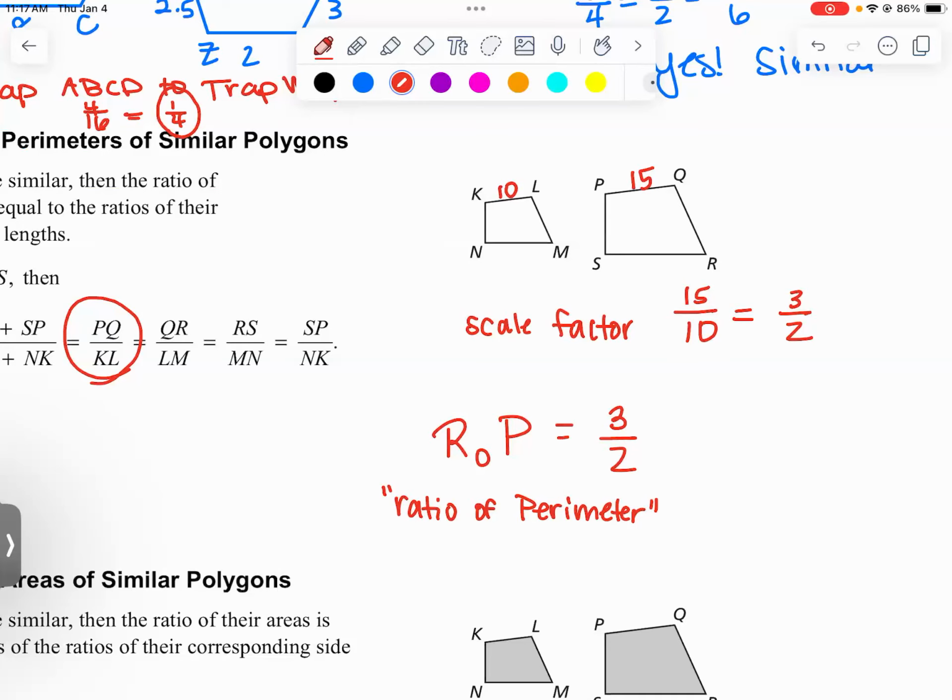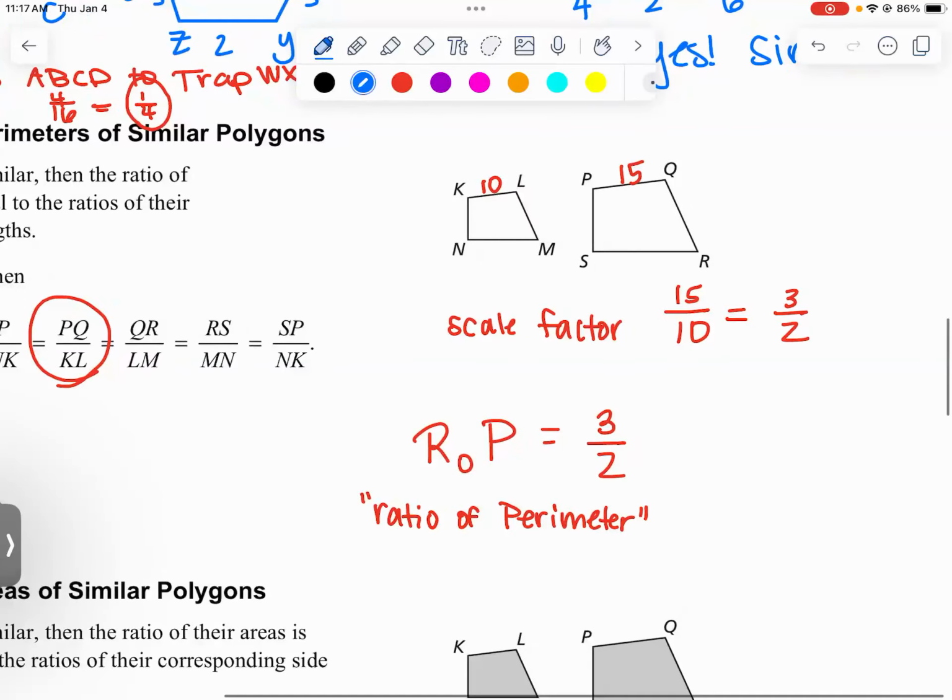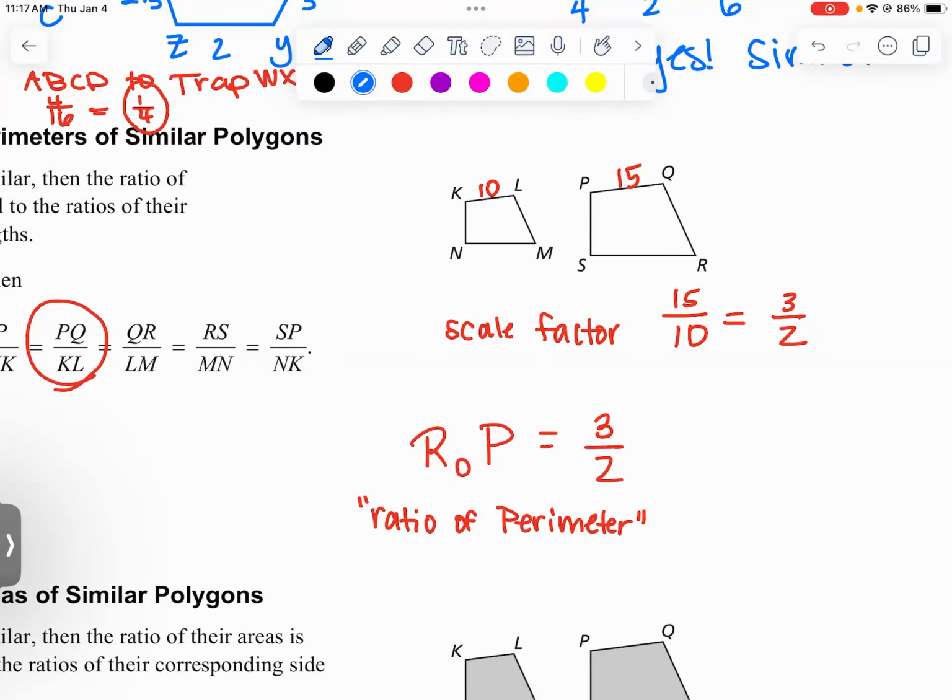Okay. How is that helpful? I'm gonna just start making some things up, okay? 4, 8. Making those numbers up, okay? What's the perimeter of KLMN? Huh? 32, do you agree?